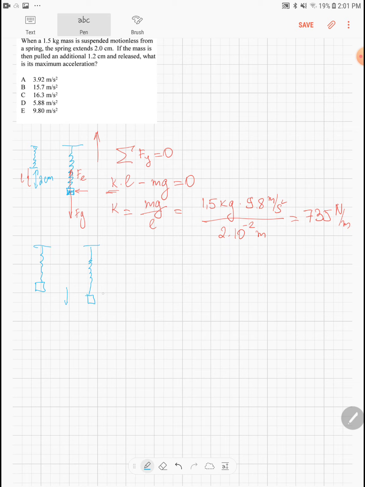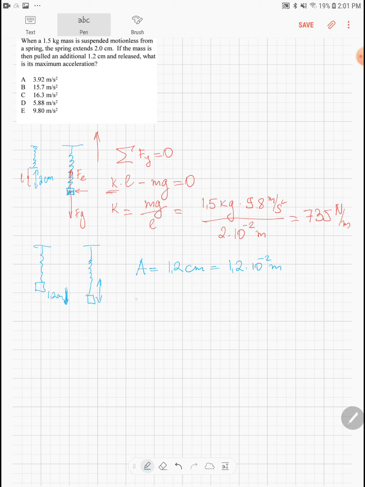Okay, and then this mass will start to oscillate back and forth with some amplitude. And the amplitude of this oscillation is given by the additional pull over here. So this distance is 1.2 centimeters. Okay, so the amplitude is 1.2 centimeters, or 1.2 times 10 to the negative 2 meters.